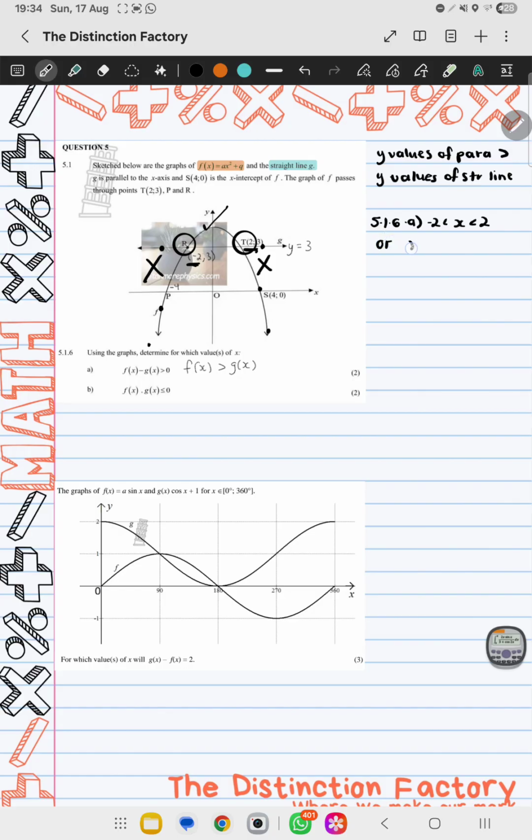Alternatively, you could also write it as x element of (-2, +2). And we are using circle brackets because this is not including the values. All right, now we can go on to the next one.